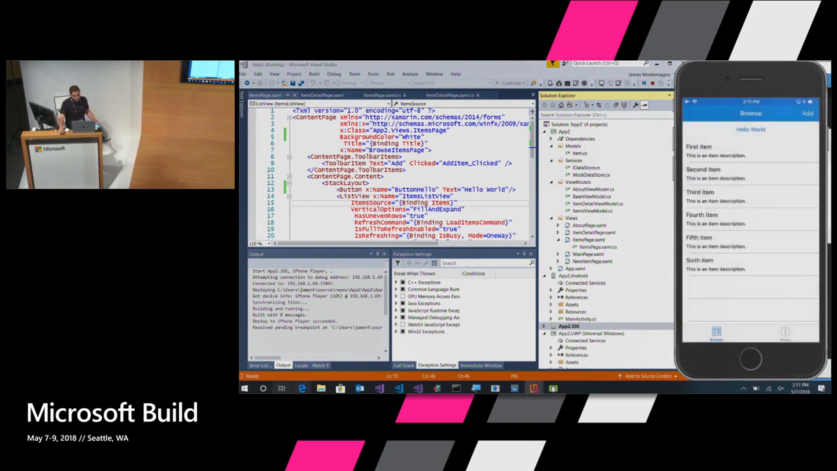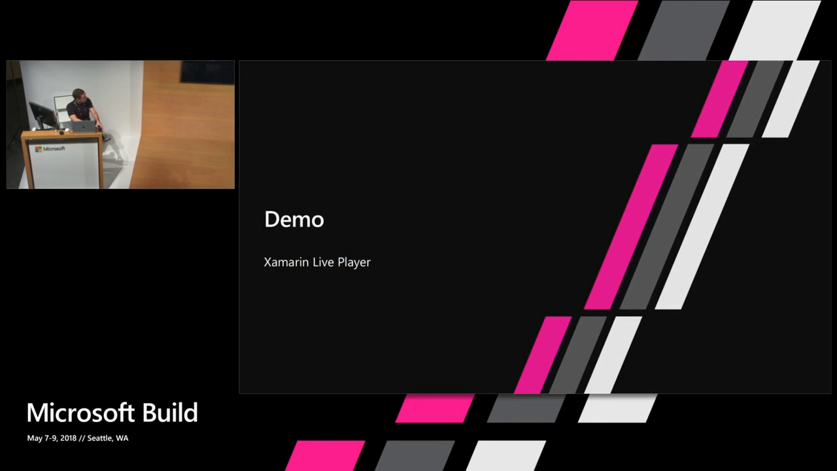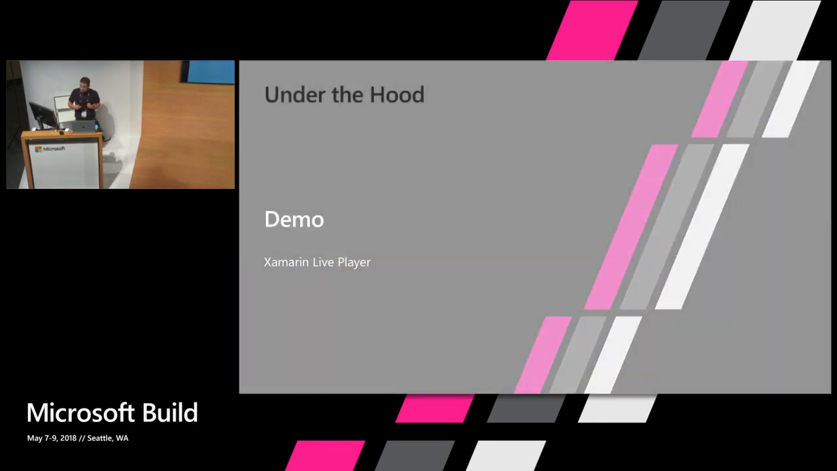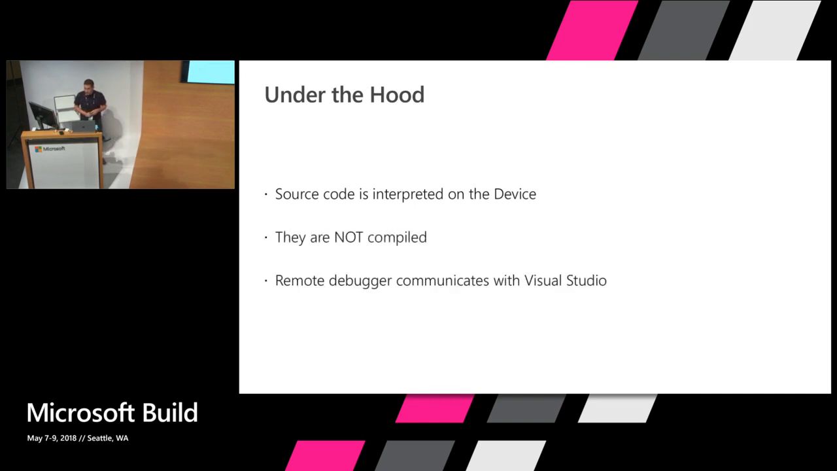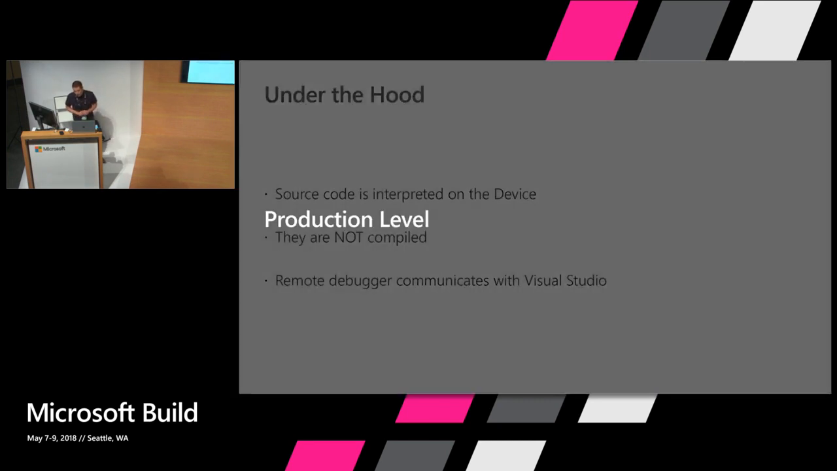So that's how we're enabling developers to get started really easily with the Xamarin Live Player in just a few minutes. But, of course, under the hood, some things are happening. All the source code is interpreted on the device. We don't compile anything, which is why you don't have to wait for a full compilation to put on a device or anything. Again, they're not compiled. That's really important. And we also created this remote debugger that communicates with Visual Studio.